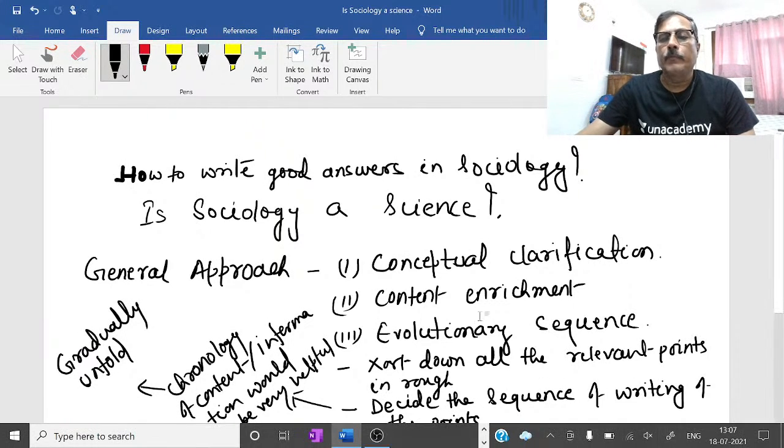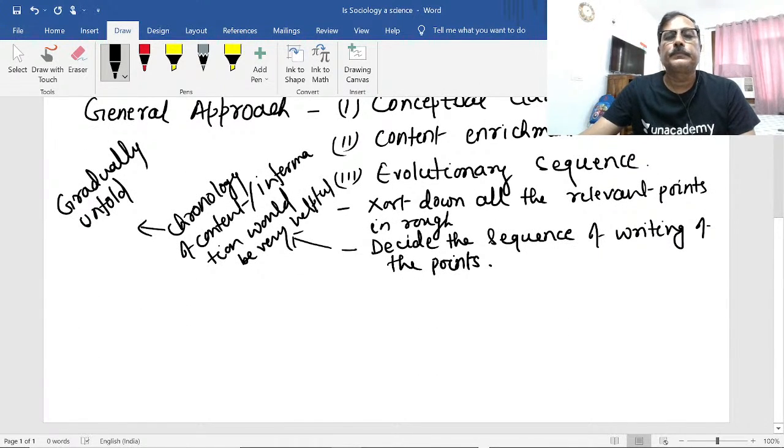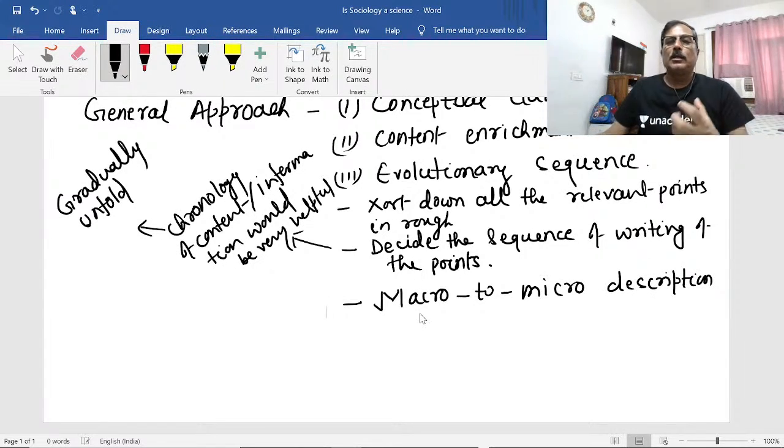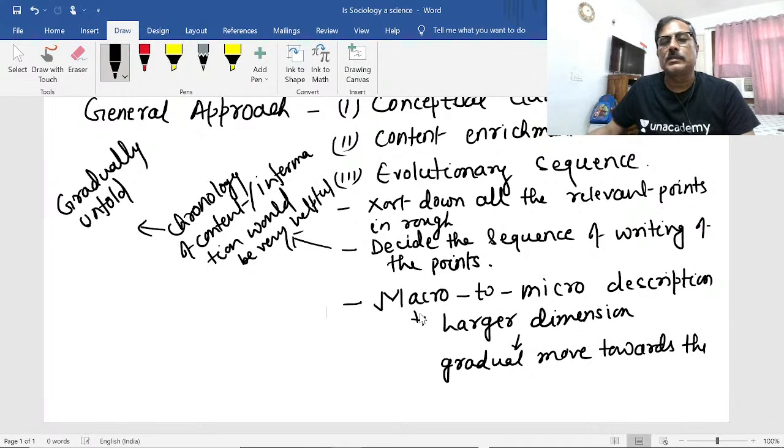You can also take another approach, and that is you can try to write from macro to micro description, right? That means you should first try to address the larger dimensions and then gradually move towards the micro dimensions.